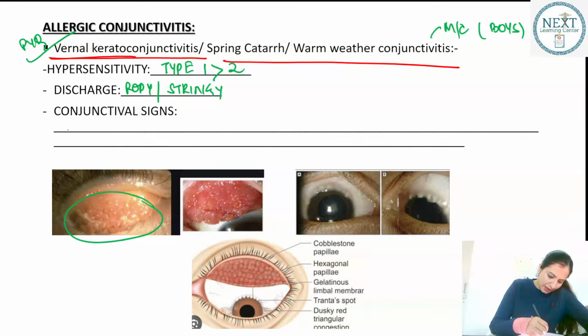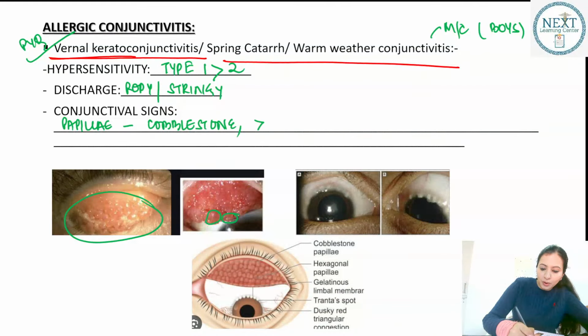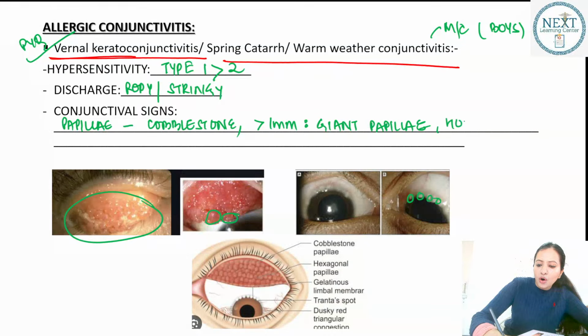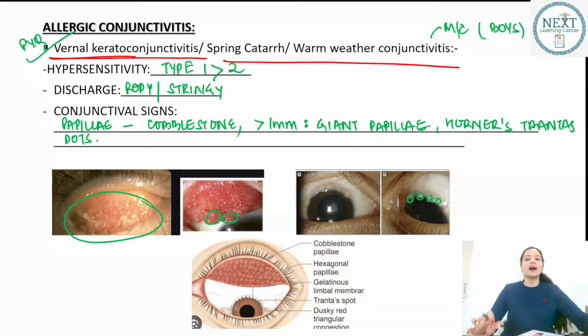Conjunctival signs, either you can have papillae, which are characteristically called as cobblestone papillae or the big papillae. Then you have these very big papillae, more than 1 mm, which you call as giant papillae. Or you can have these perilimbal papillae, which you call as Horner-Trantas dots. Yes, Anirudh, it is right. It is an IgE mediated immune reaction, and it involves your muscles.